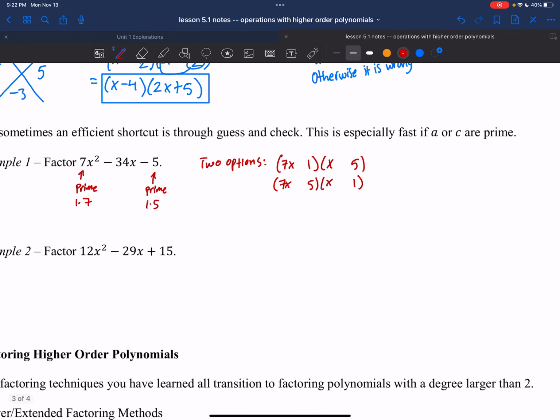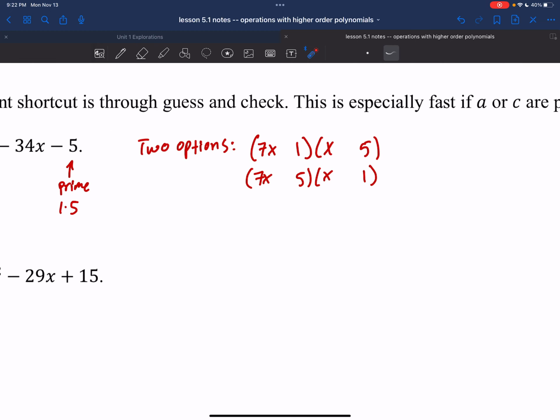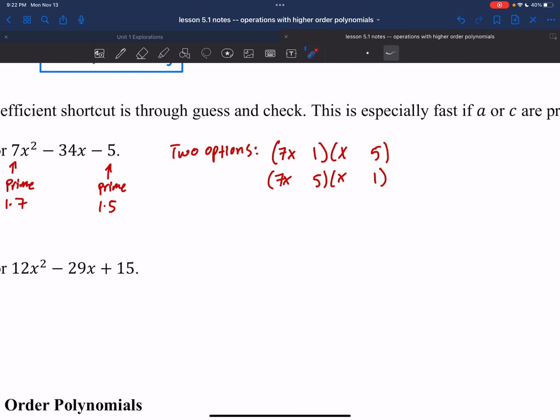You say, what do you mean? What are you doing? Okay, look. When you do FOIL, first, outer, inner, last, the first is this guy. The last is this guy. It's the outer and the inner, the OI of FOIL, that's what combines in like terms here, right? So if you just look at the front and end, you can kind of just guess what they are. So you kind of have some things to check, right?